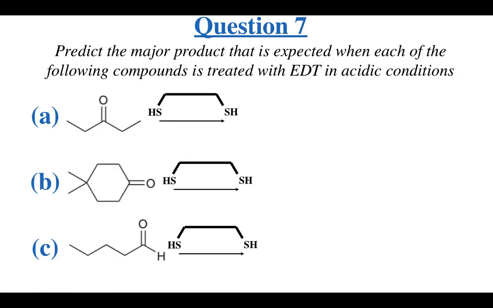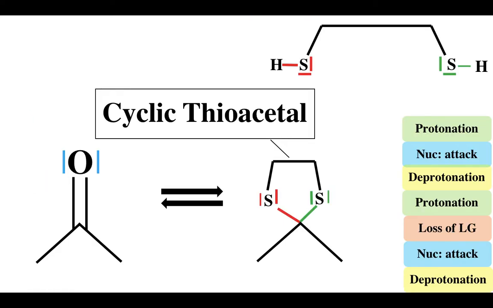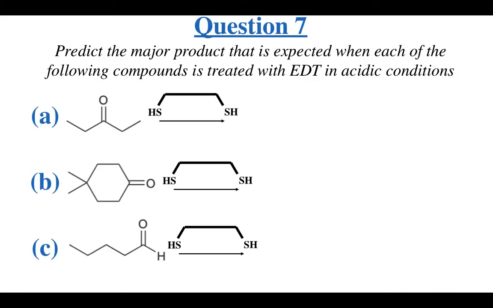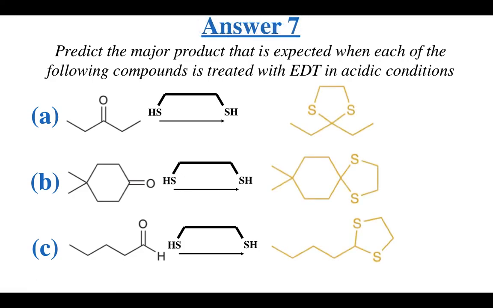Okay, a cyclic thioacetal. So now, if you all understood this, I want you to answer question number 7. I want you to predict the major product that is expected when each of the following compounds is treated with 1,2-ethane dithiol in acidic conditions. So pause the video in order for you to do this, and for extra practice, write the names of the substrates. So students, here are the answers, so you can check your work with that. I include that the answers are within the PowerPoint as well.